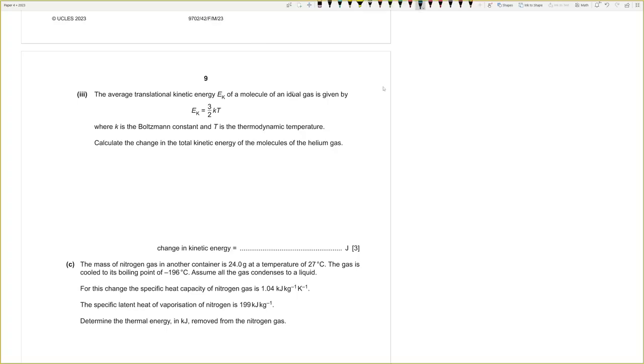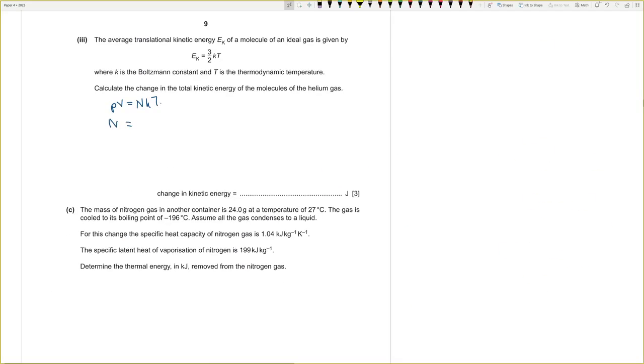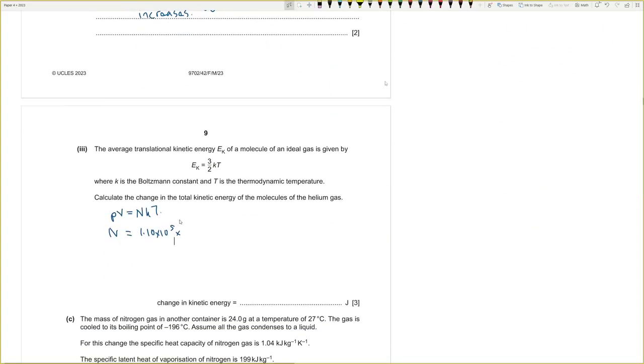Okay, so to do this, I need the total number of molecules of the gas by using the equation PV is equal to NkT. So N is equal to, you can use either one, I'll just opt for the one on the left hand side. So 1.1 times 10 to the power 5, volume is 540 cm cubed, so I have to convert that to meter cubed, times 10 to the power minus 6, divided by kT. k is 1.38 times 10 to the power minus 23. And the temperature is 27 plus 273, which is 300 Kelvin.